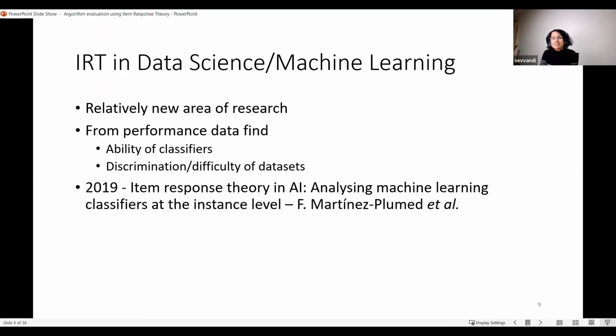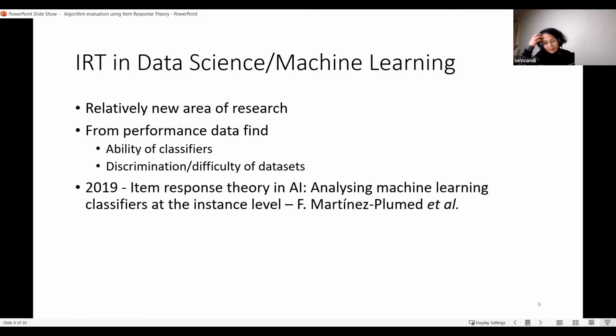So in data science and machine learning, using IRT is a relatively new area of research. So the idea would be to find, if you're talking about a set of classifiers, what is the ability of the classifiers, or what is the discrimination and difficulty of data sets? And this is what was done in this paper. That was in 2019, Item Response Theory in AI by Martinez, Plumed, et al., which appeared in Artificial Intelligence.